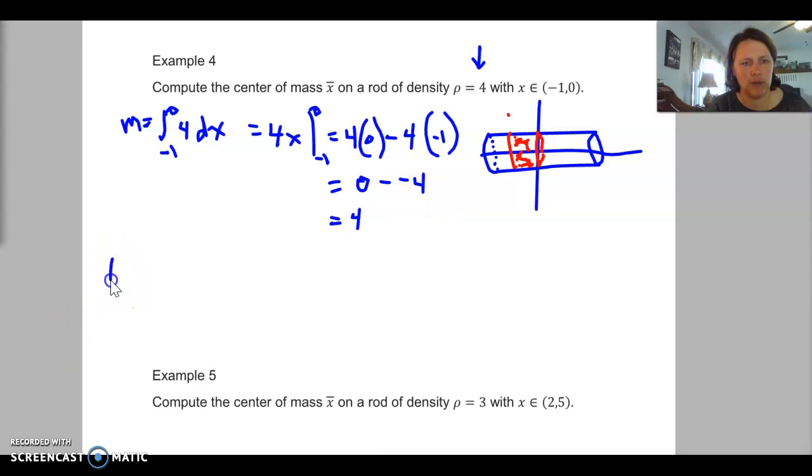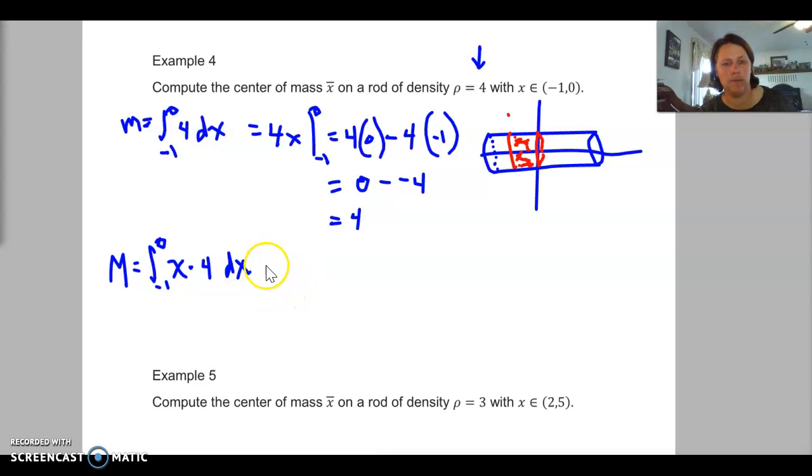Then the next one we need to find is the moment of the system. Again, we're going from -1 to 0, but this time we need to multiply in the position. So the position is going to be x for each unit, and so we're going to find the sum of all of those units times 4, which is the mass for each one.